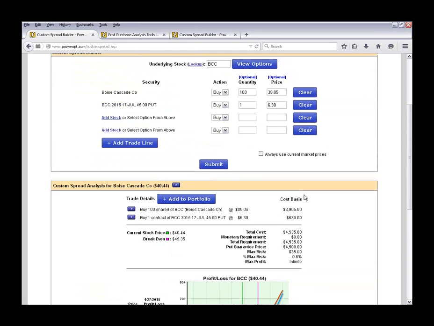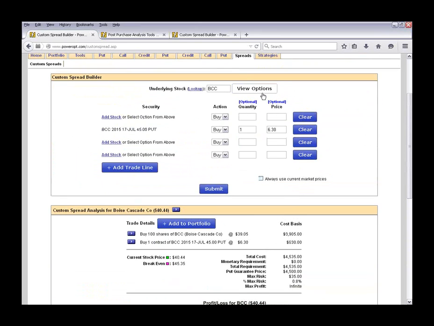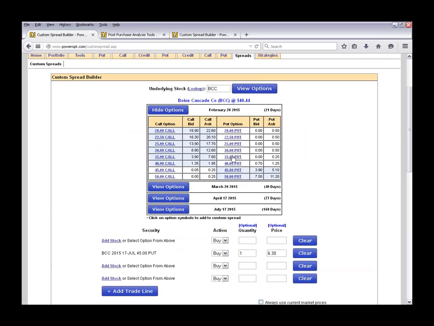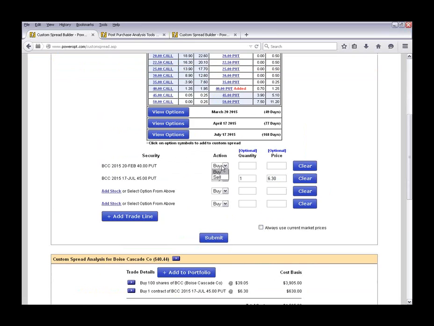That's great. Now, let me ask you something. Let's go back in. Sell our February 40 put. Sorry, there. It was at 95 cents.